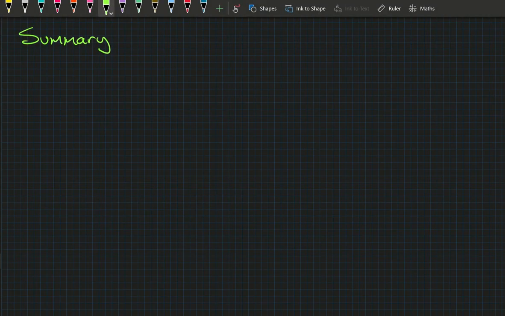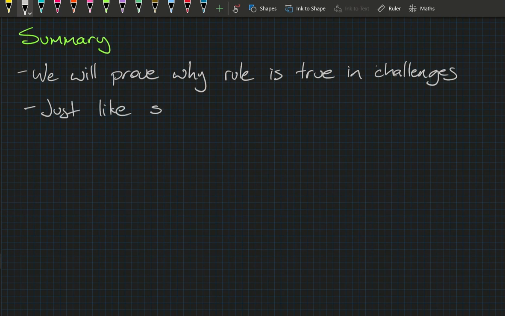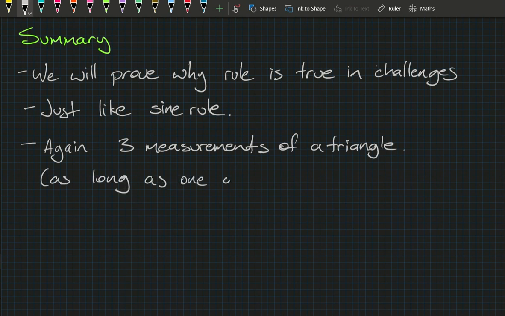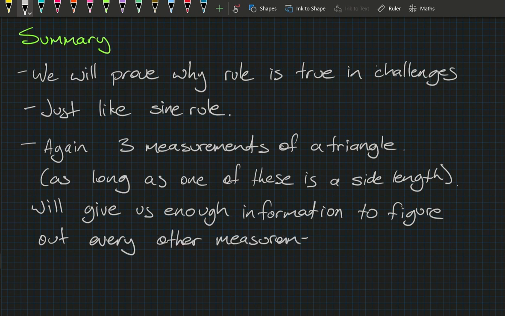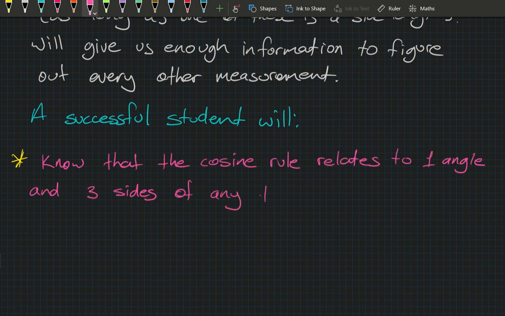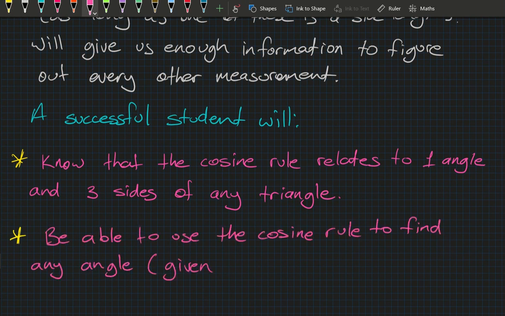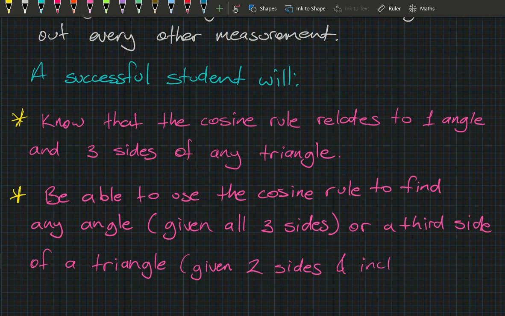So we've been applying the cosine rule, and we haven't learned why it is true. But we will be proving why the rule is true in the challenges. Just like the sine rule. Also like the sine rule, we can see that 3 measurements of a triangle will give us enough information to be able to figure out any other measurement on this triangle. Alright, so in this lesson, a successful student will know that the cosine rule relates to one angle and three sides of any triangle, and be able to use the cosine rule to find any angle given all three sides, or a third side of a triangle given two sides and the included angle.